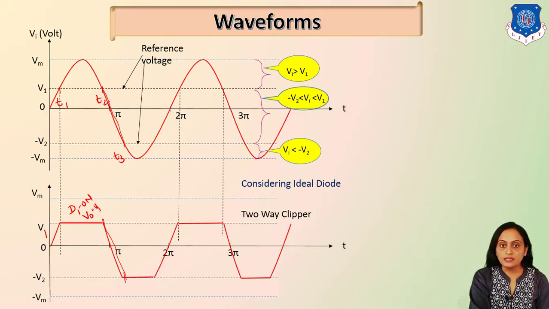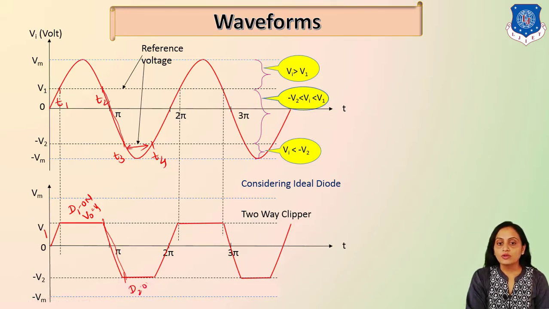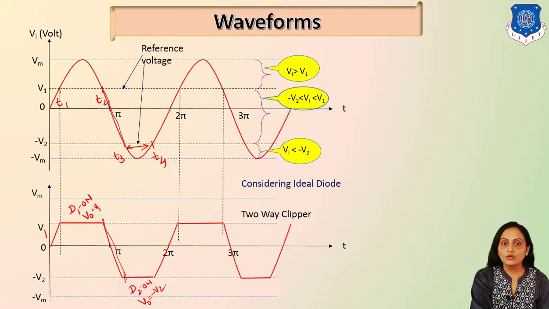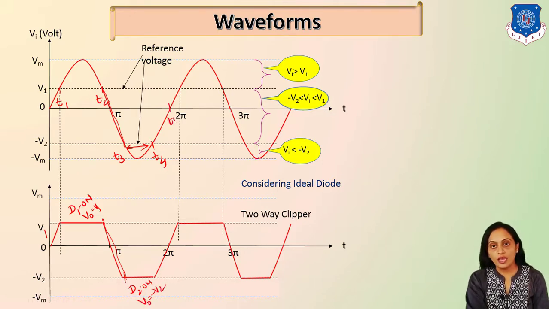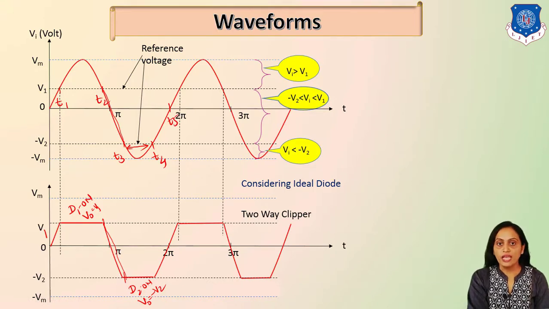And from T3 to T4 duration, the input voltage is less than minus V2, and for this particular duration we know that diode D2 is on, and the output voltage is equal to minus V2. And again from T4 to T5 we have both the diodes off, and so on.